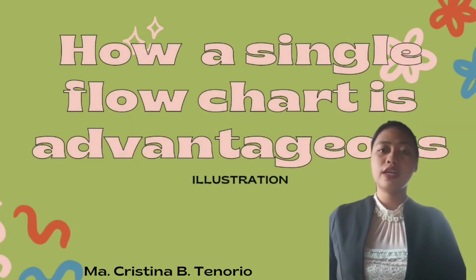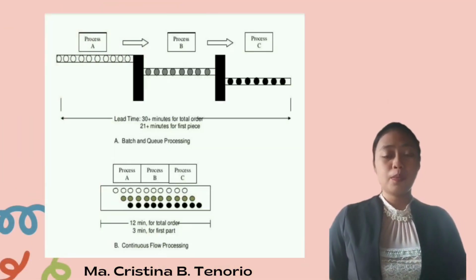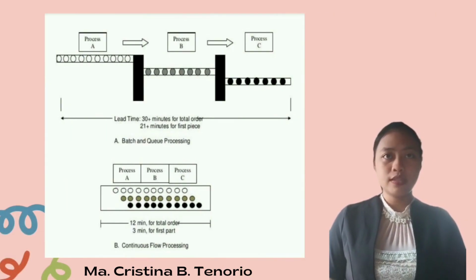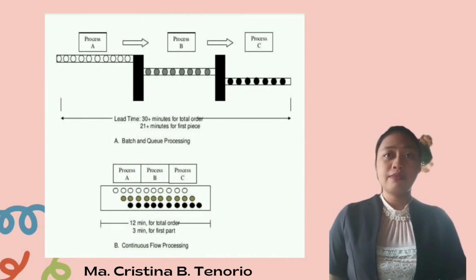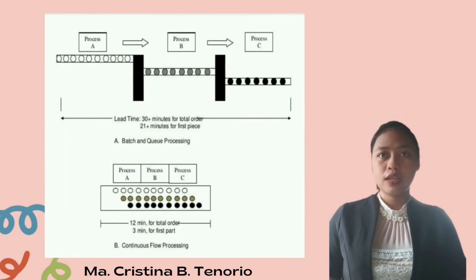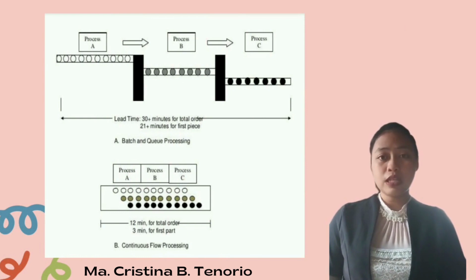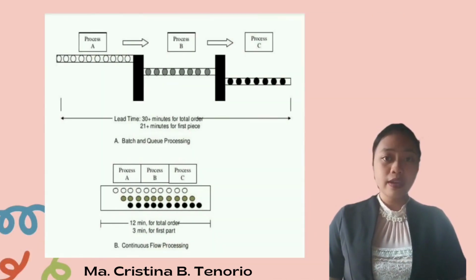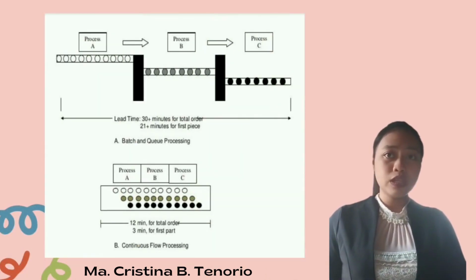How a single flow chart is advantageous. As you can see in the illustration, in both batch and continuous flow processing, it only takes 1 minute to manufacture one part. But in batch processing, 10 parts are manufactured at the same time. Therefore, each process takes 10 minutes, and the first piece will only come out after 21 minutes, and it takes 30 minutes to fabricate 10 pieces, contrary to continuous flow processing, which only takes 12 minutes for the first piece to come out.